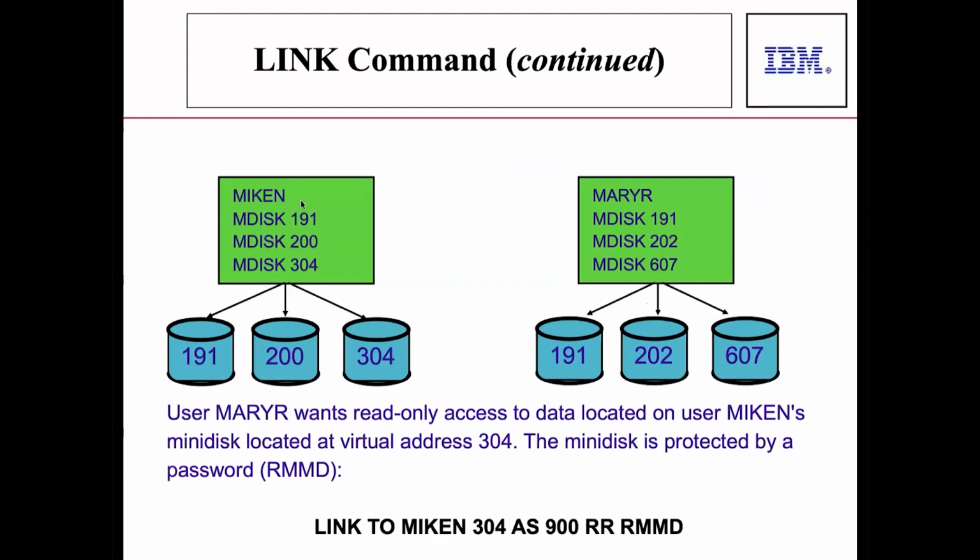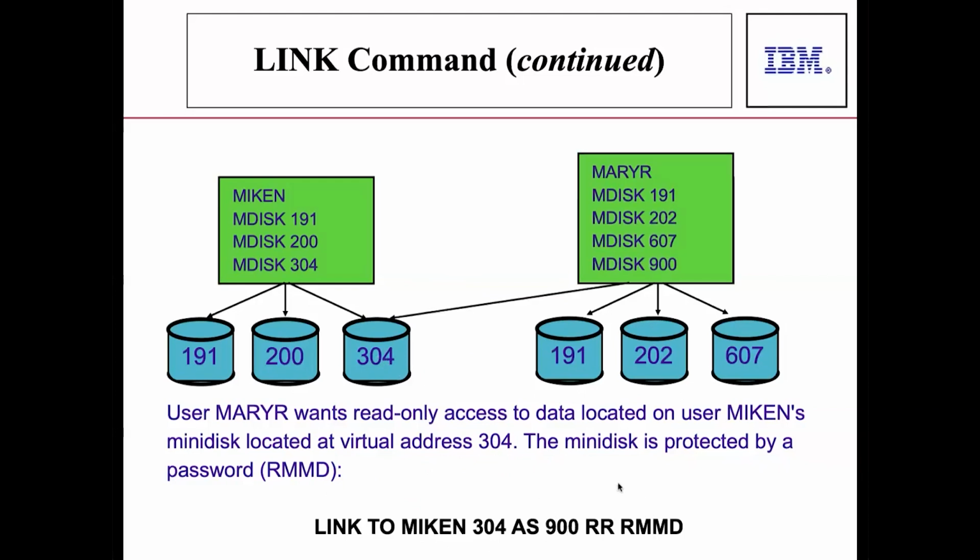Little demonstration here. So I have two users, Mike N and Mary R, and they have mini disks in their directory entries. This is just showing the virtual address of them, none of the other data. But there are 3 disks for each of them on wherever they are on the real disk of the system. We don't really care. But anyway, Mary R wants read-only access on Mike N's 304 mini disk. And there is a password. So she enters on her console link to Mike N's 304 as 900, right? So it's this disk. She wants it as 900 in read-only mode, and that's that password.